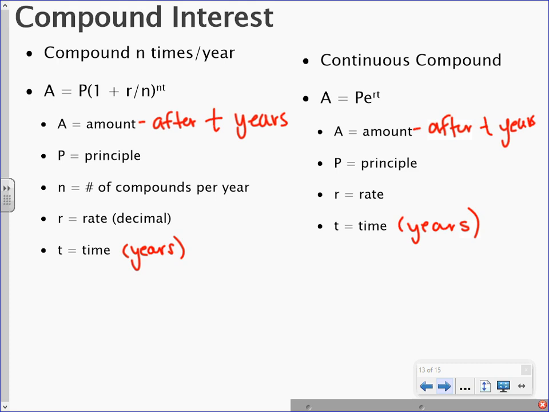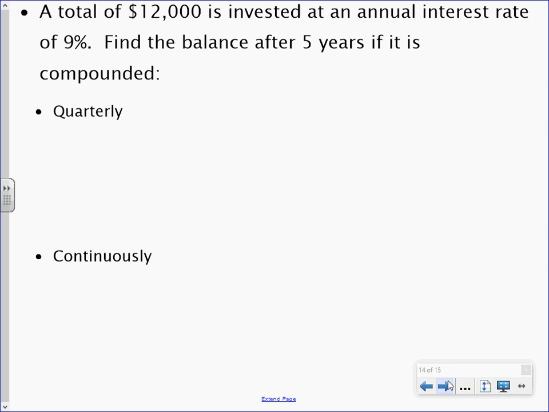So here is a time where you really need to read carefully and pick out the correct pieces of information so that A, you know what formula to use, and B, you can use it correctly. All right? So, a total of $12,000 is invested at an annual interest rate of 9%. Find the balance after 5 years if it is compounded quarterly and if it is compounded continuously.